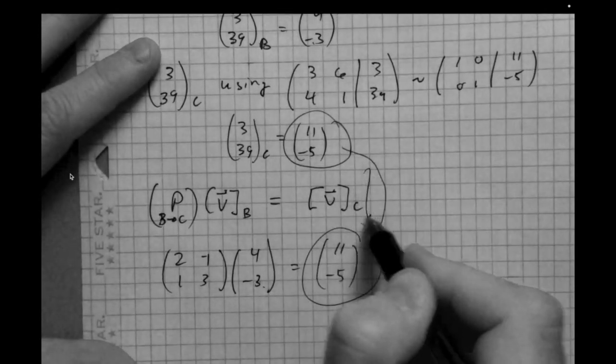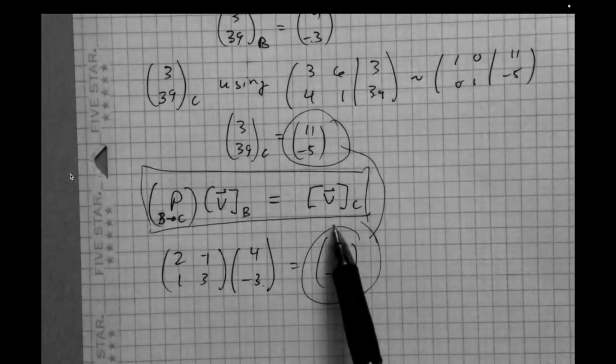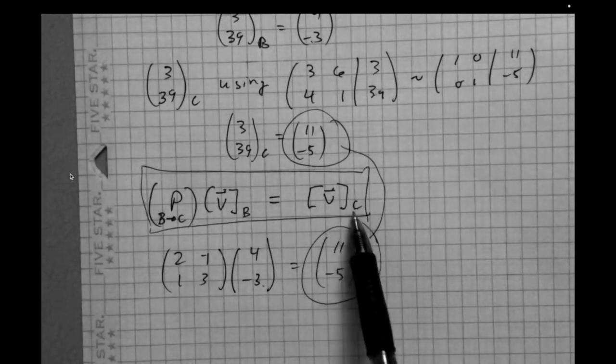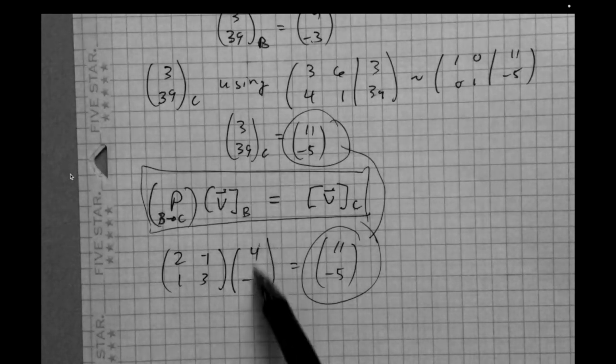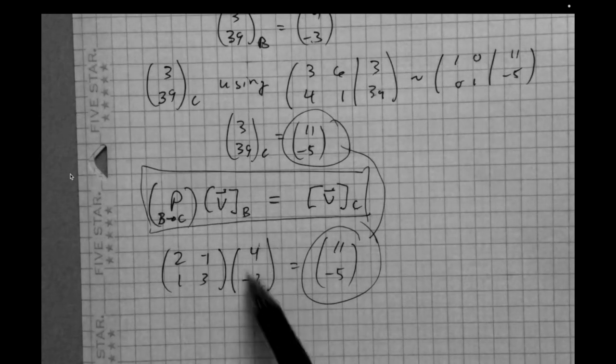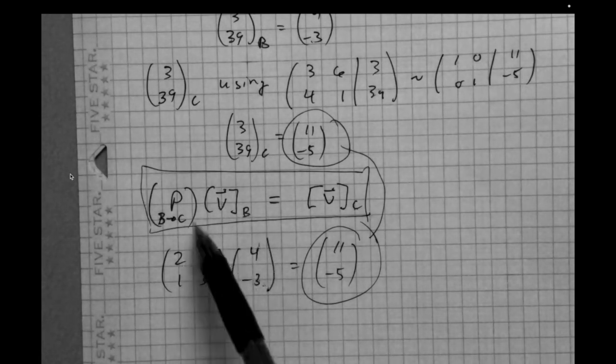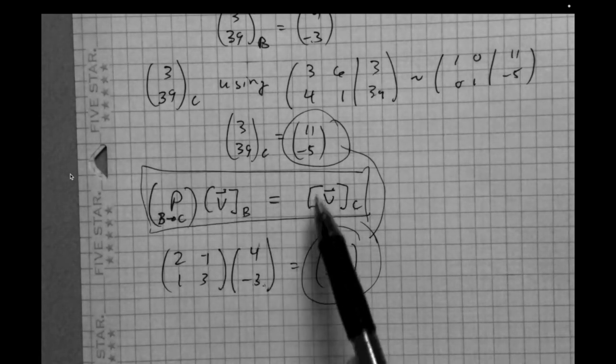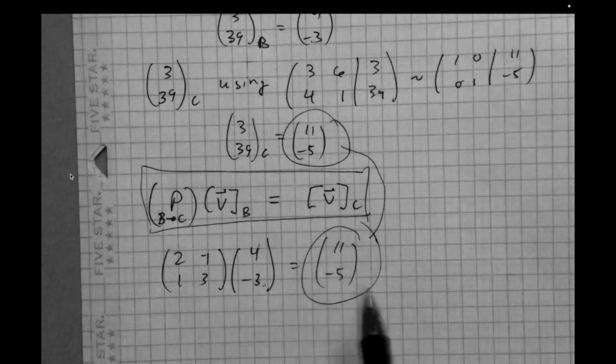And so that's the long and short of it. That's what we've shown here in this example. We started with a vector coordinatized in B, namely 4, negative 3 is the coordinatization. If I multiply that by the transition matrix, I get a new coordinatization. And we confirm that by independently finding the coordinatization separately. Very cool. Okay, all right, so very cool. That is the idea with the transition matrix.